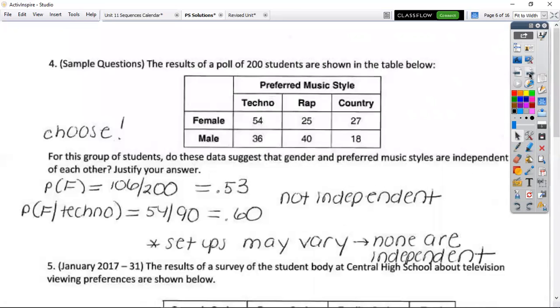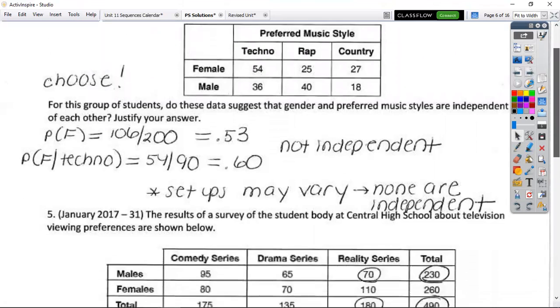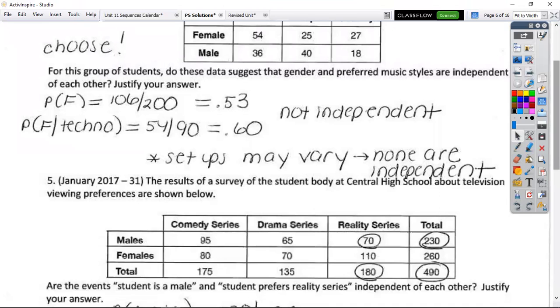I think I gave you another test for independence on the back here. And again, you can choose for this one. It was supposed to be kind of open-ended, but whatever music genre you picked, those should not have been equal. So your setups can definitely vary on those.